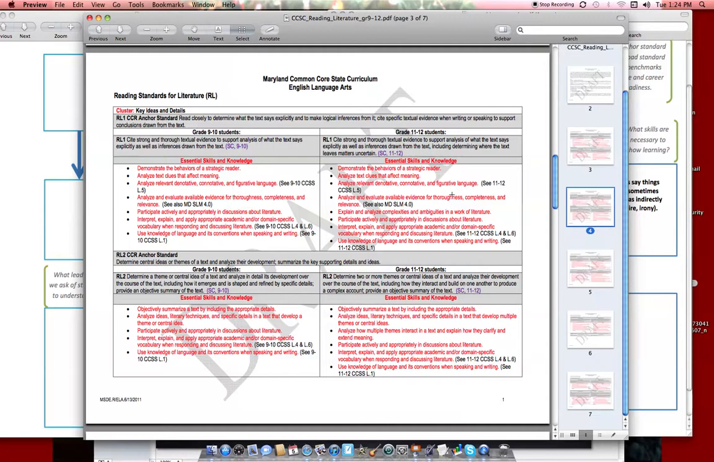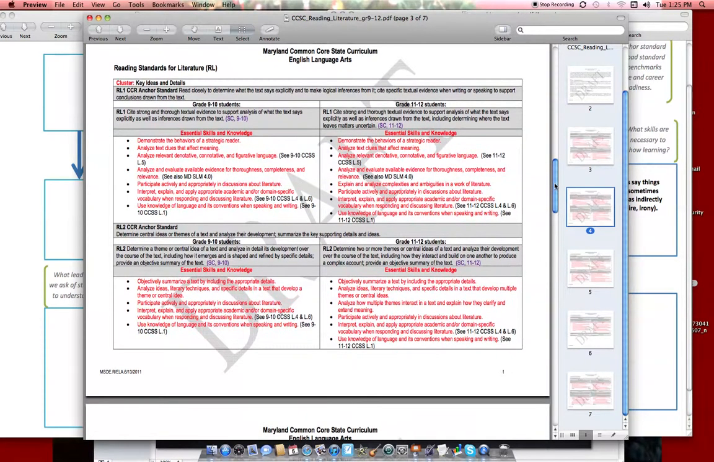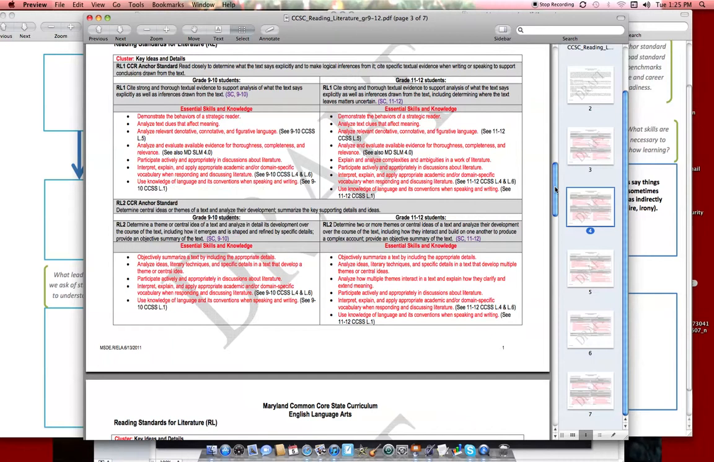As you can see here, we have, for example, the anchor standard, read closely to determine what the text says explicitly, so on and so forth. And underneath it, we have the grade levels, and then they break it down. We have the meanings of those right here. That's very convenient, and it helps you understand the standard, what skills you're applying, and where you're going with those things.